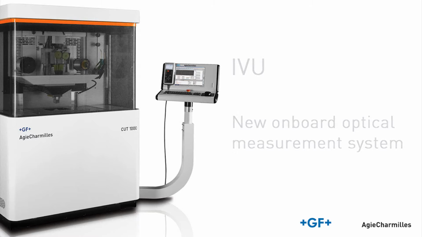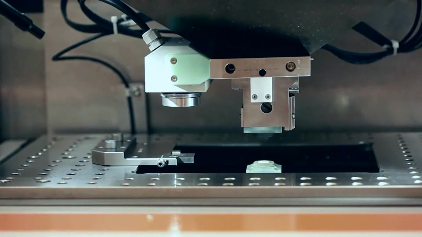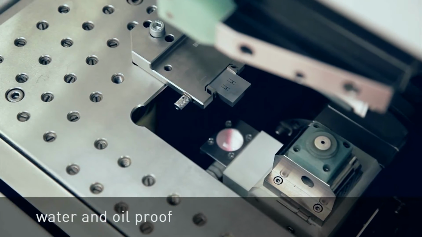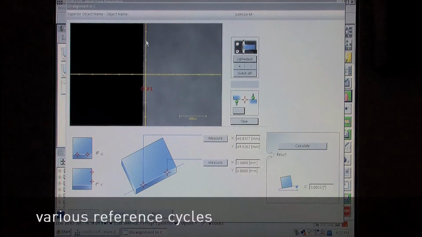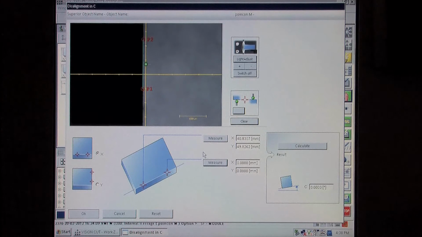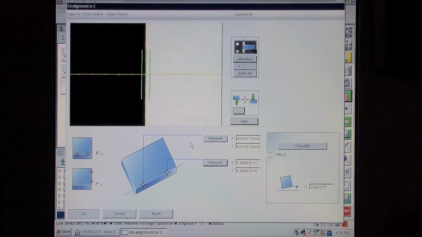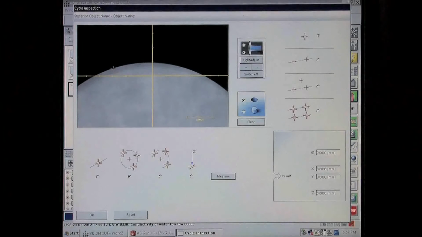GF AgieCharmilles, leader in EDM machining, is pleased to introduce its new measurement system, IVU, Integrated Vision Unit, available on the top-end Cut 1000 wire-cutting EDM machine. This optical-based, completely dielectric-proof IVU measurement system allows measuring without contact from the edges of workpieces, corners, or from holes with known positions, even on very thin and fragile parts.